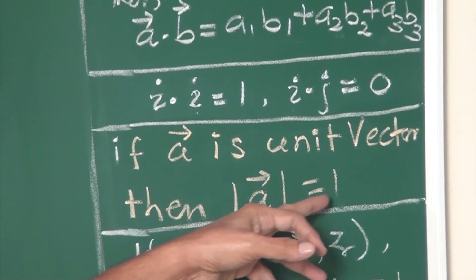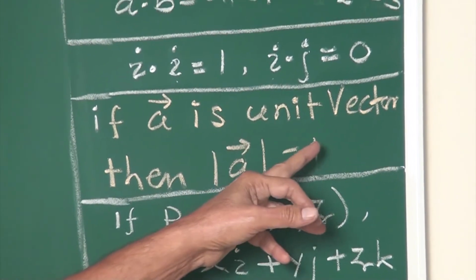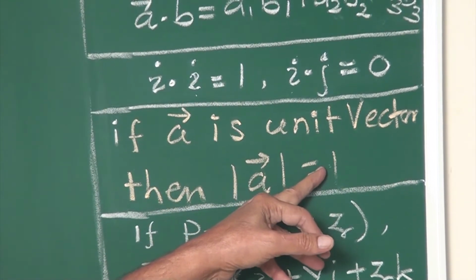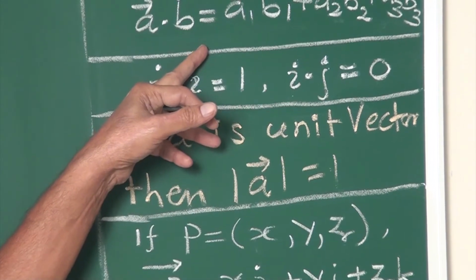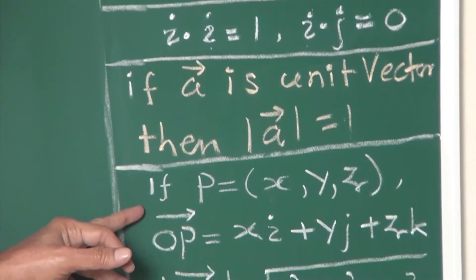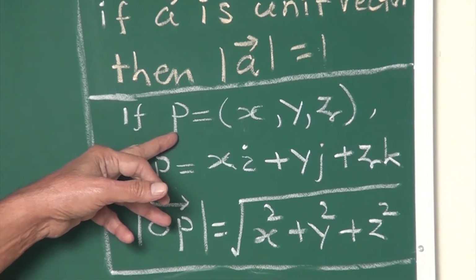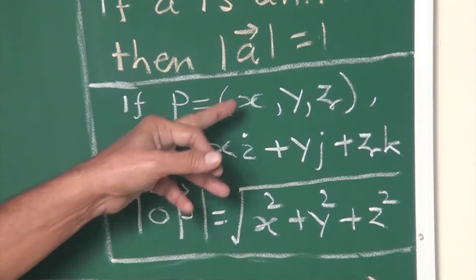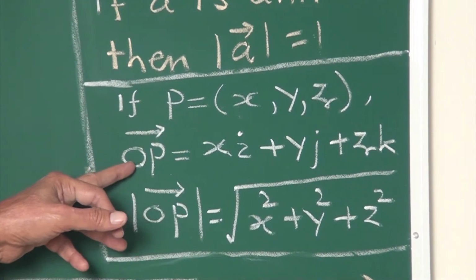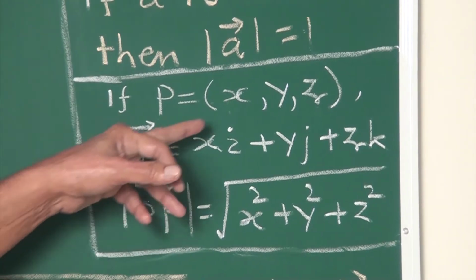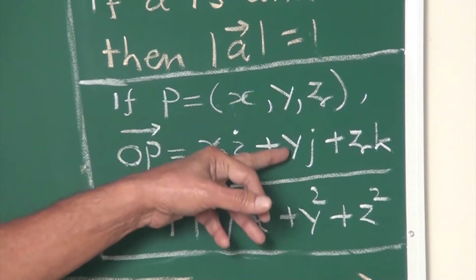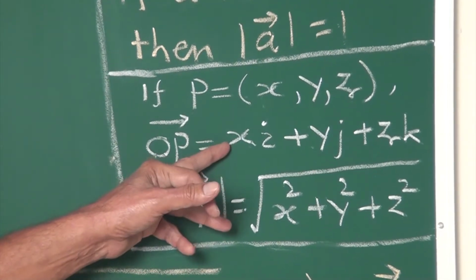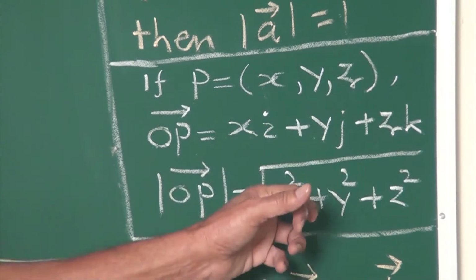A unit vector means its magnitude is 1. If the magnitude of any vector is 1, it is a unit vector. If the magnitude is 0, then it is a zero vector. Yes, my friends, for a point P in space x, y, z, OP is the position vector of the point P, given as xi plus yj plus zk, and its magnitude is given as root of x square plus y square plus z square.